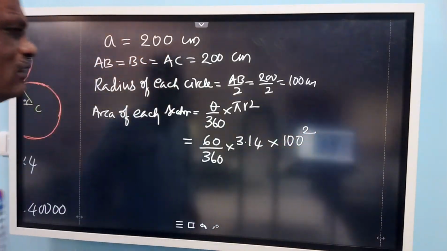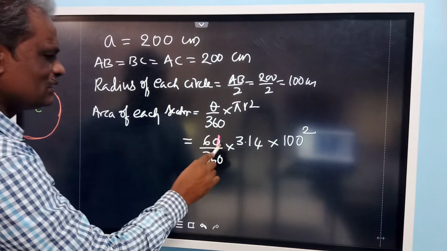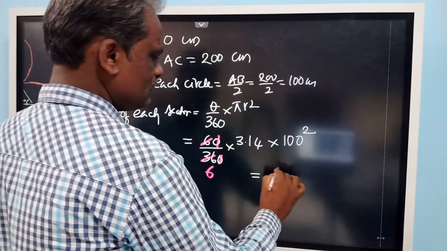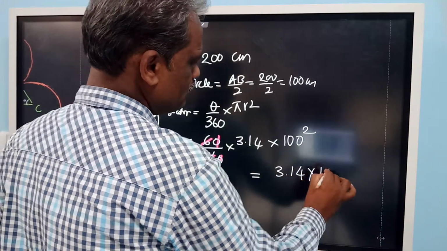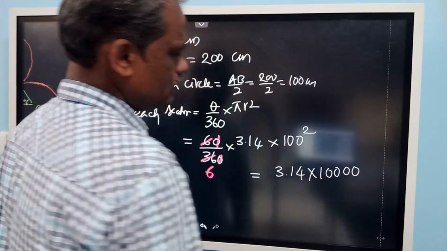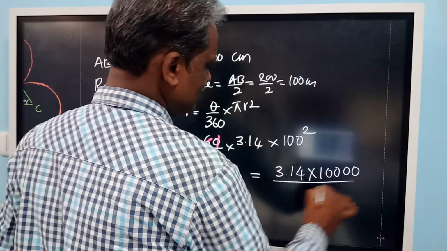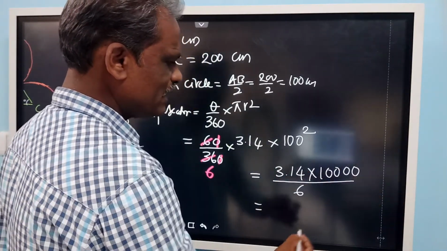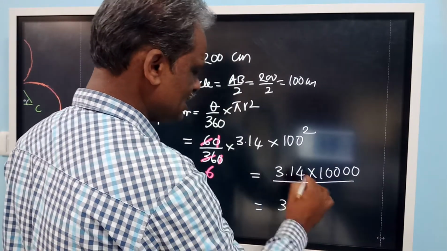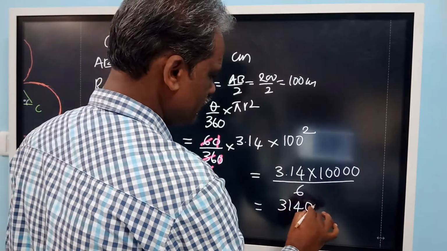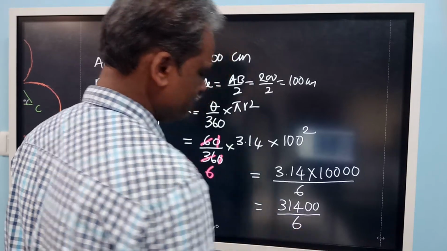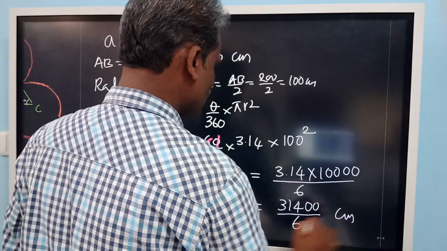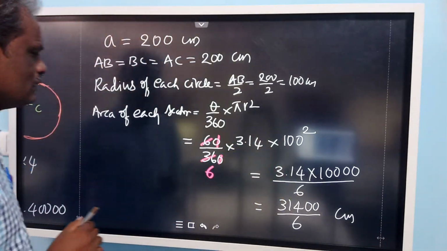So 100 into 100. You can cancel this 0, and 6 on the 6. So you are getting 3.14 into 10,000 divided by 6. Shift the decimal point right side by 4 digits, so it becomes 314 followed by 2 zeros, 31,400 divided by 6, centimeter square, the area of each sector.